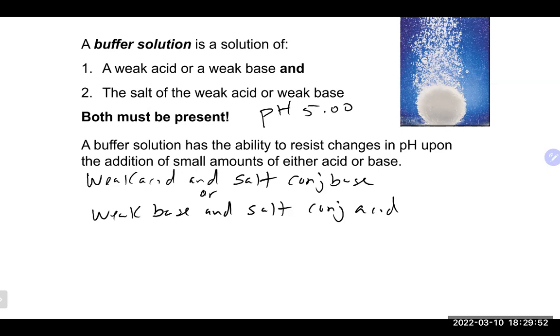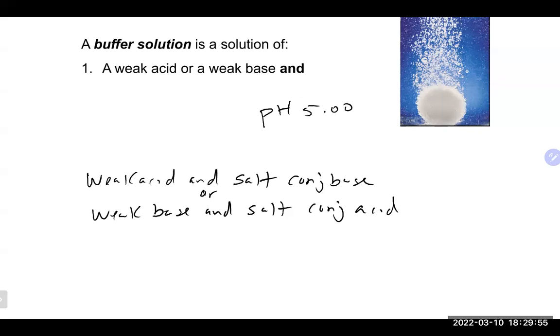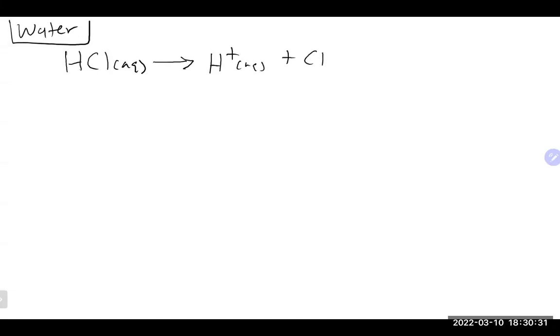So how is it able to do that? Let's take a look and see if we can figure out how. All right, let's just start with a non-buffer solution. That's our good friend H2O there. So if I take some hydrochloric acid, seems like a nice strong acid, and I add it to water, what's going to happen to the hydrochloric acid? Will it stay together? Will it break apart? It's going to 100% break apart into H plus and Cl minus, right?